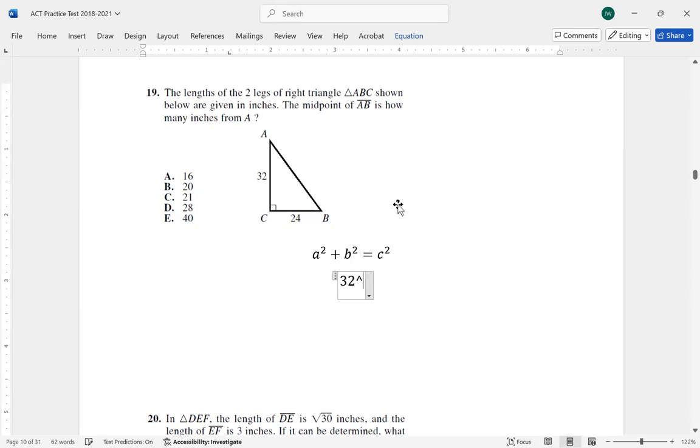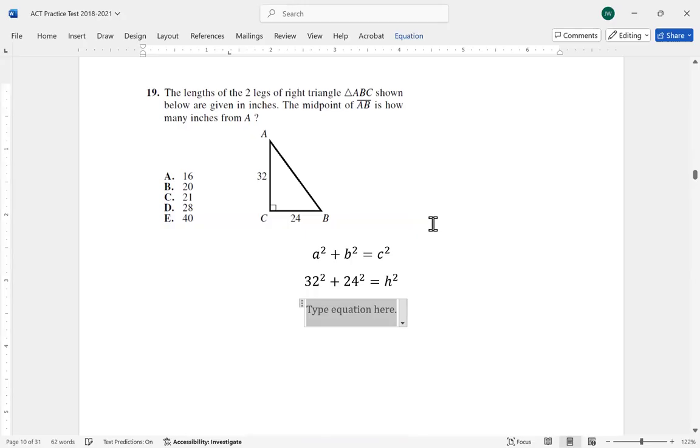So we take 32 squared plus 24 squared is equal to our hypotenuse squared. Let's not call that c; let's call it H for hypotenuse, because I have a different C over here. When that's done, we get 1600 is equal to the hypotenuse squared. So the length of the hypotenuse is the square root of 1600, which happens to be 40. So the length of the hypotenuse is 40.